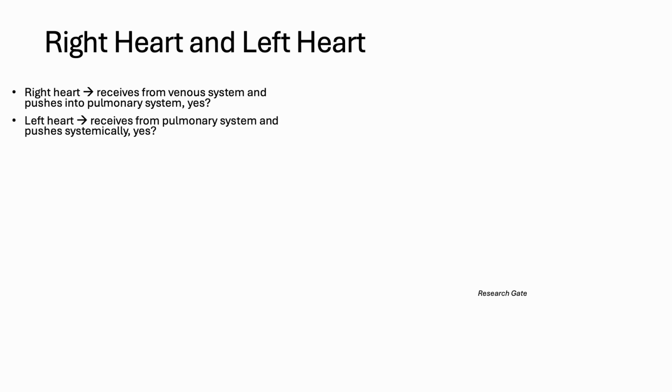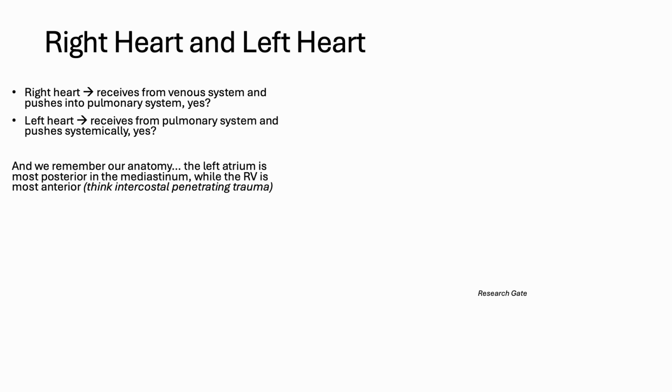Let's switch gears for our final topic of the video and discuss the basics of flow in the central cardiovascular system, right heart and left heart basics. So as we know, the right heart receives from the venous system and pushes into the pulmonary system. The left heart receives from the pulmonary system and pushes systemically. And as we remember our anatomy, the left atrium is more posterior in the mediastinum, while the RV is more anterior. Think of the intercostal penetrating trauma.